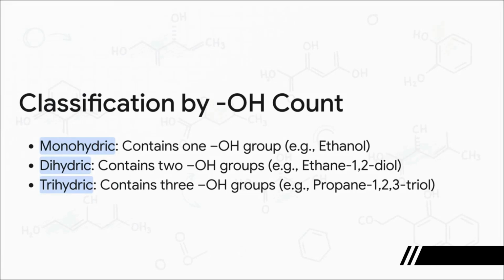First, let's get the easy classification out of the way. You can just group alcohols based on how many OH groups they have. If there's 1, it's monohydric, like ethanol. 2 groups, it's dihydric. 3 groups, trihydric. Super simple identification, super easy marks.